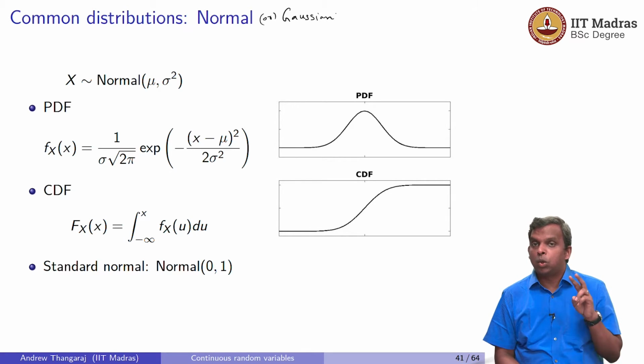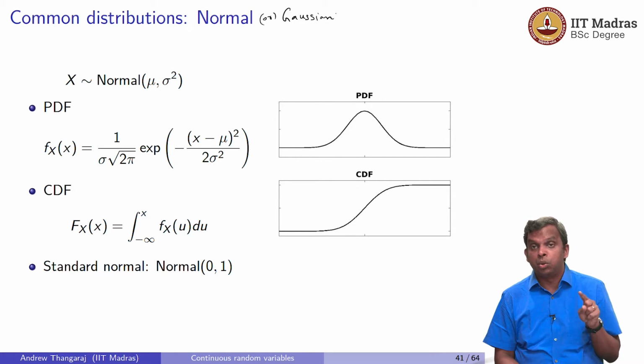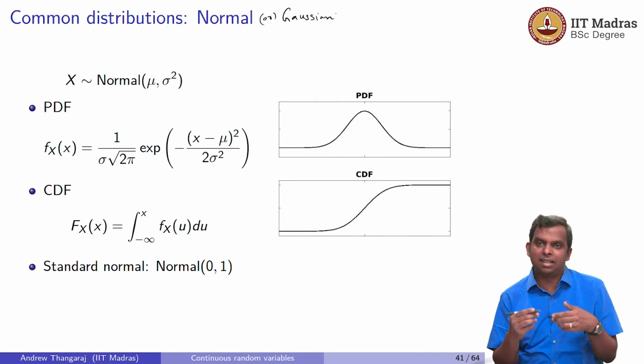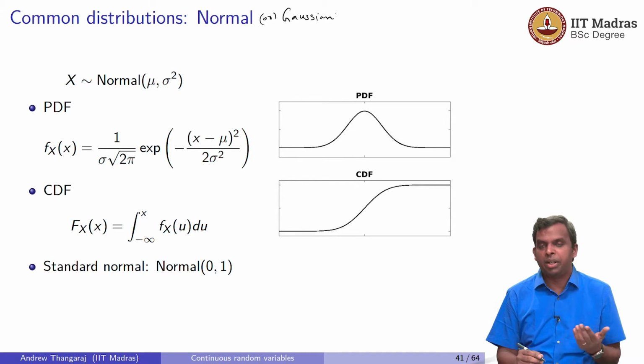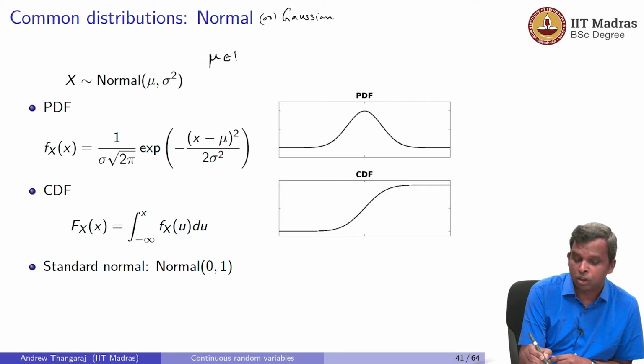Okay. There are two parameters. Remember, the exponential distribution had only one parameter, lambda. In the normal distribution, you have two parameters. The first parameter is commonly denoted mu. The other parameter is sigma squared. You can also think of the second parameter as sigma, but it is common to write it as sigma squared. Okay. So, mu belongs to R. Sigma is a positive real number.